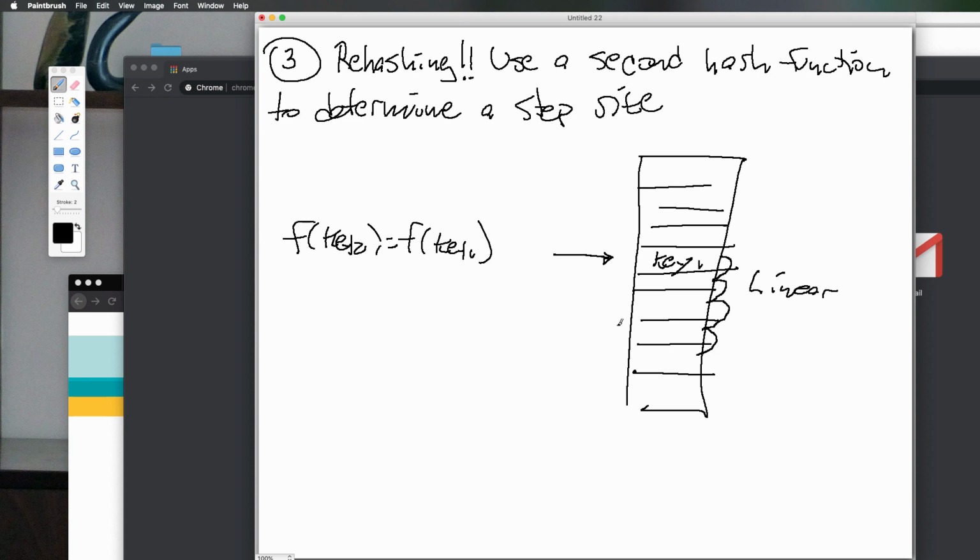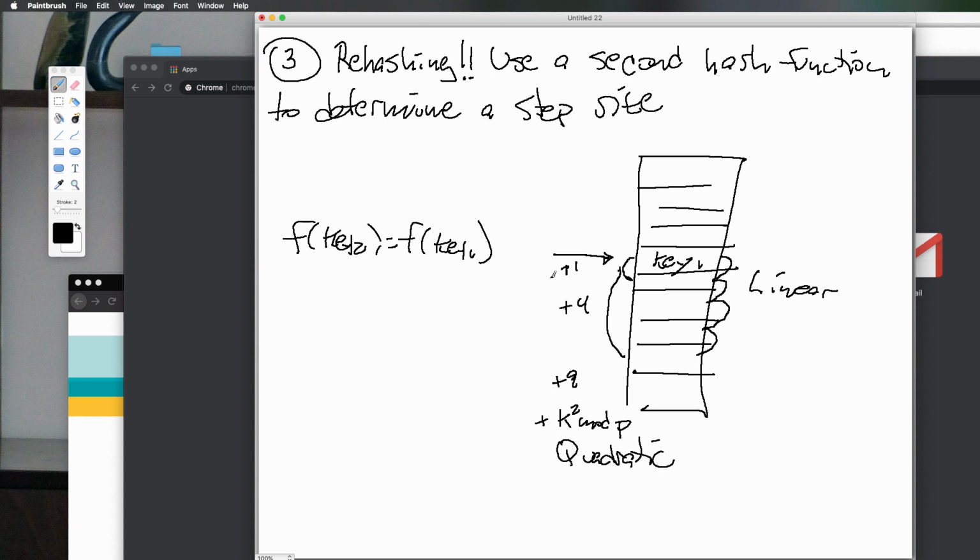And then we looked at quadratic, which said first we would go +1, then we would go +4, so that'd be 1, 2, 3, 4. We would come down to here. So +1, +4, we would go +9, basically plus k squared mod p. Okay, and that would be quadratic.